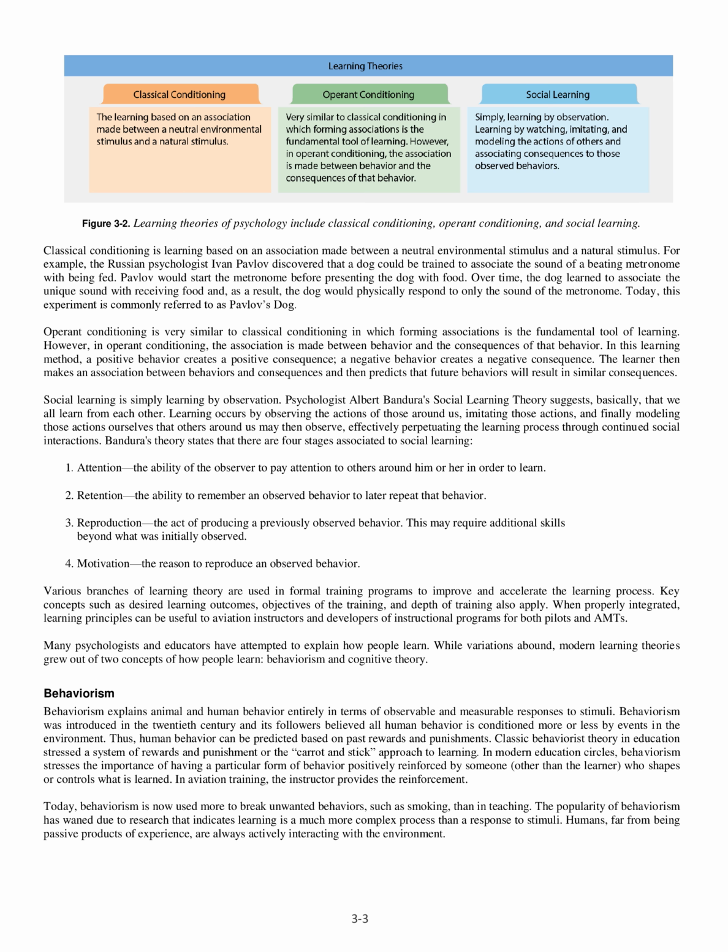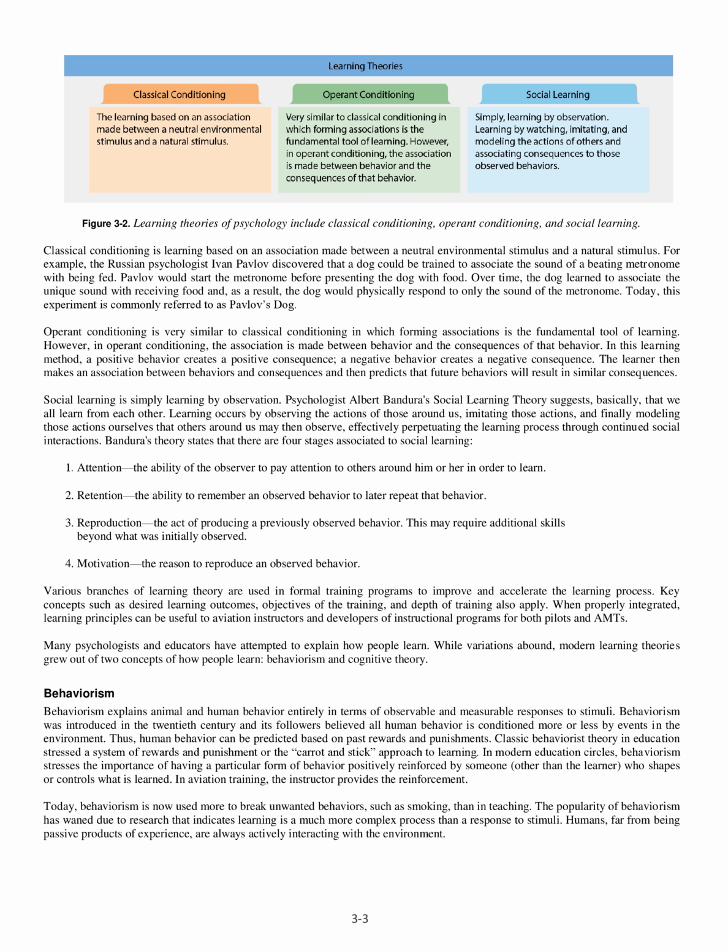Psychologist Albert Bandura's social learning theory suggests, basically, that we all learn from each other. Learning occurs by observing the actions of those around us, imitating those actions, and finally modeling those actions ourselves that others around us may then observe, effectively perpetuating the learning process through continued social interactions. Bandura's theory states that there are 4 stages associated to social learning.